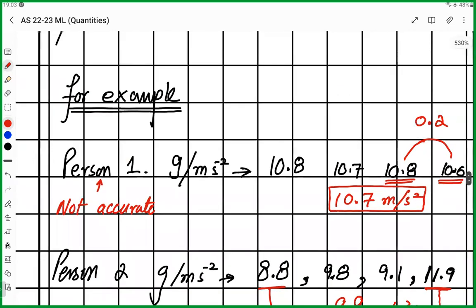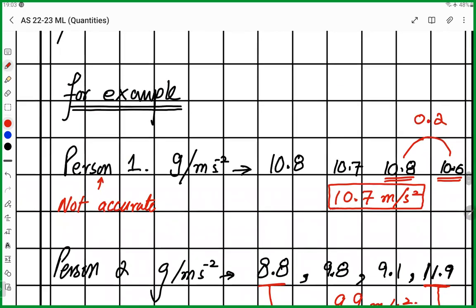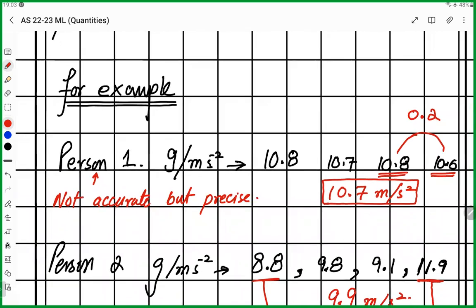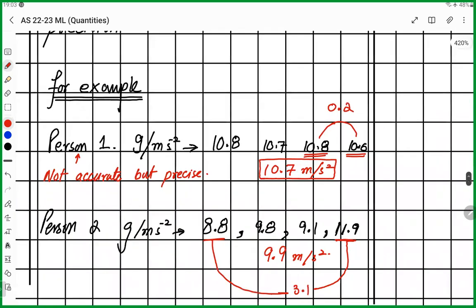Yes, sir. So we will say that this person is not accurate, but precise. I hope with this example, you should understand what accuracy is and what precision is. Precision means how close your measured values are from one another. And accuracy means how close your measured value, average measured value, is from the true value.